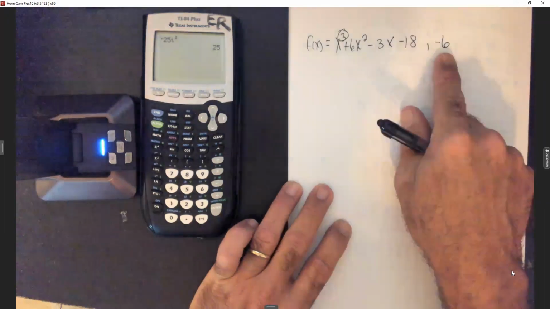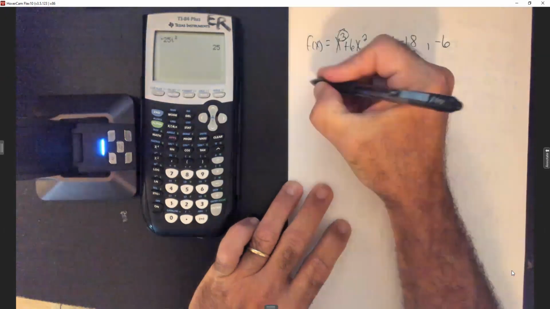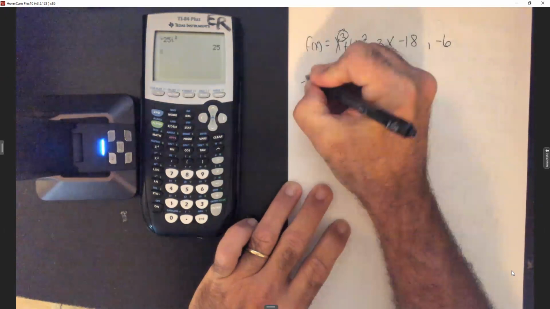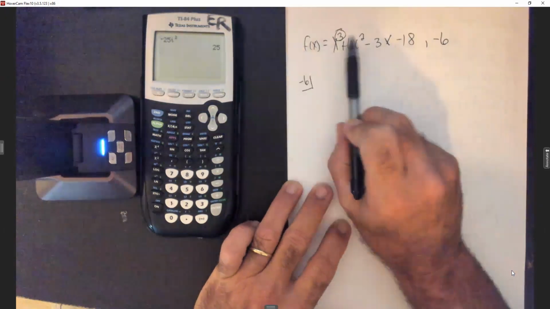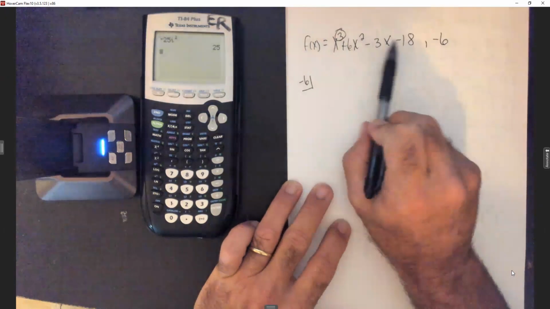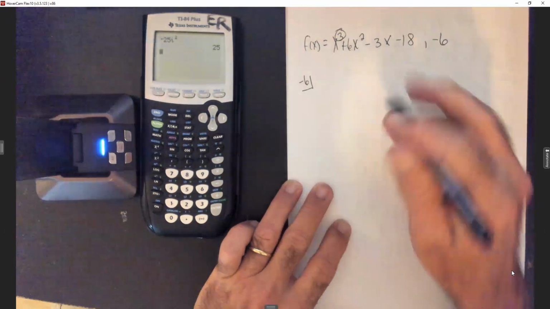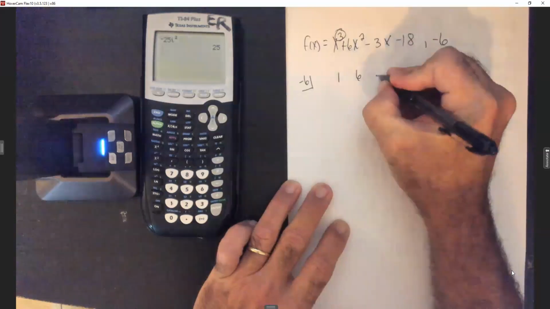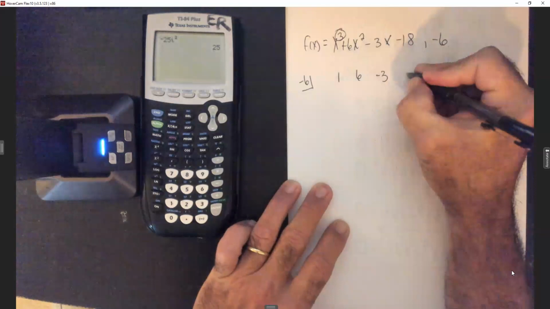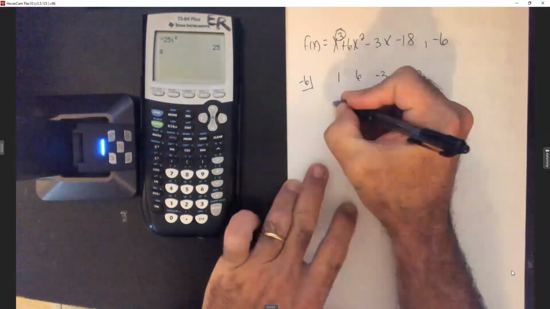So we're going to bring our negative 6 over here to be the number that I'm going to be running through my synthetic division. So let's see, degree 3, I got an x squared, an x, and a number, so nothing's missing. So I got a 1 for the x cubed, 6 for the x squared, negative 3 for the x, and negative 18 for the constant term.